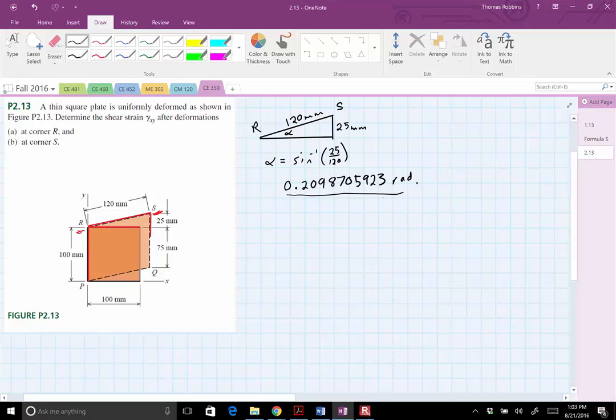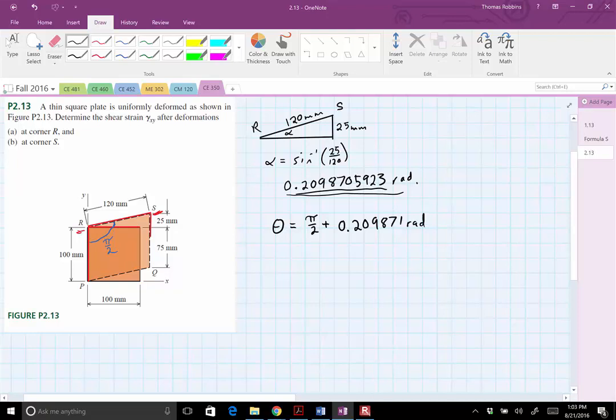So this angle is how much it's moved, how much we've increased. If we look, this is the angle increase right there. But we need to remember that it's in addition to what we had here. And what is this? This is 90 degrees. Since we're in radians, this 90 degrees is pi over 2. So we can say that our theta equals pi over 2 plus this new value that we just got, 0.20987.